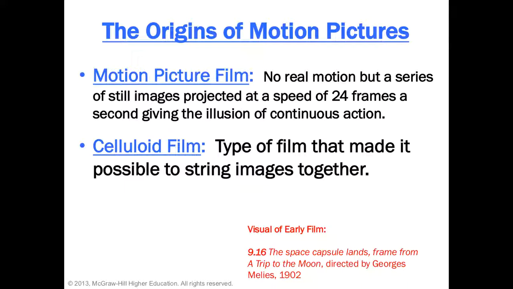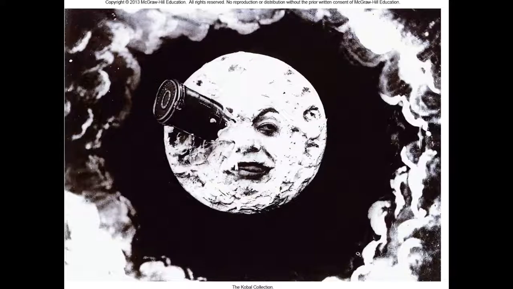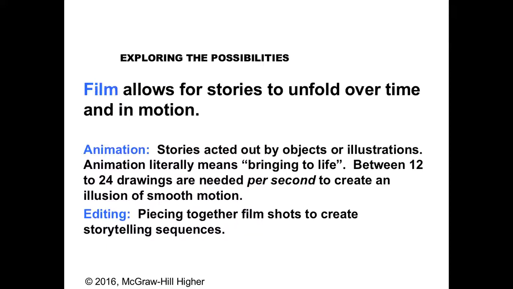Celluloid film. This was one of the first inventions of early film. Very flammable. It's no longer used. It's changed quite a bit. So this was the material that they strung through the camera and then later the projector once it was developed. Trip to the Moon, that is on your video list. I'm going to let you watch that.